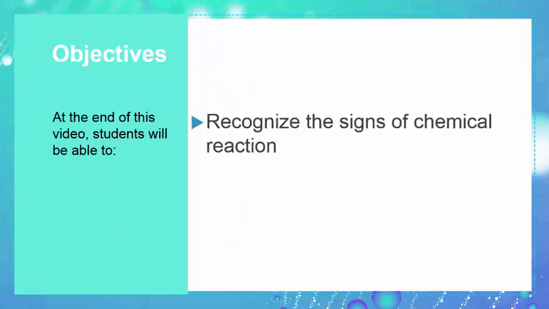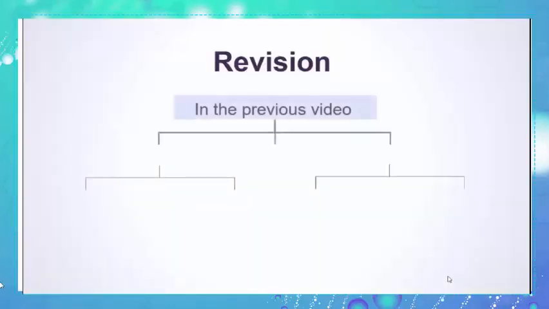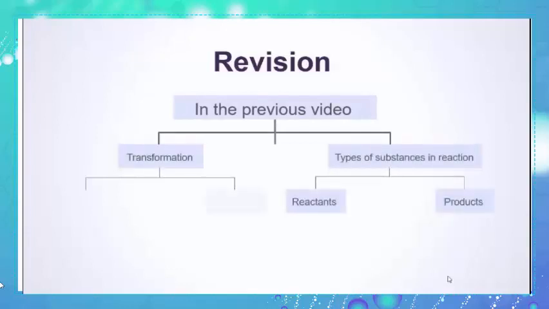At the end of this video, you will be able to recognize the signs of chemical reaction. We said in the previous videos that we have two types of transformations. We have the chemical transformation that produces a new substance and the physical transformation that changes only the physical properties of the substance. And also we said that chemical transformation is also called a chemical reaction.